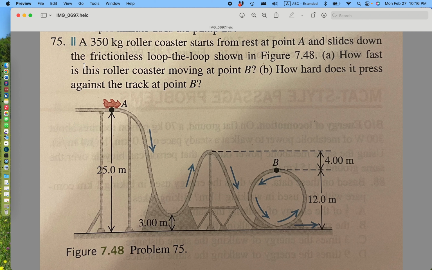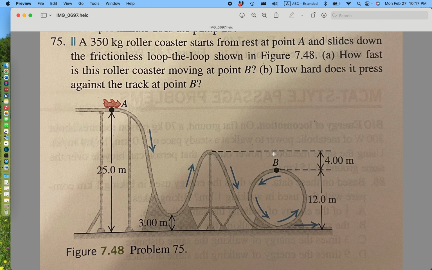So here it is. A 350 kilogram roller coaster starts from rest at point A here and slides down the loop. The loop. That's a funny word. As shown here. Right. At A, how fast is this roller coaster moving at point B? And B, how hard does it press against the track at point B, right?